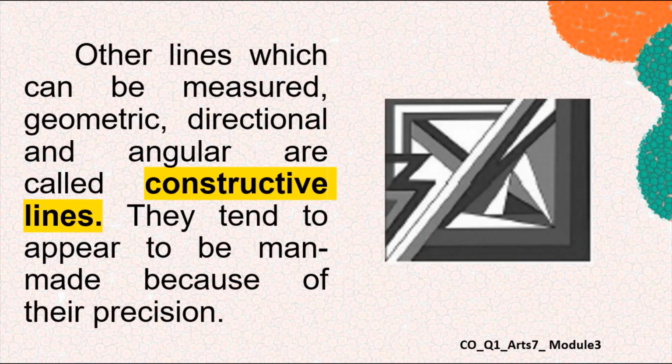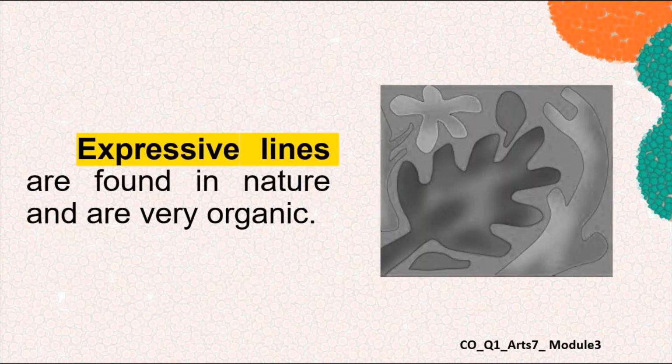Other lines which can be measured, geometric, directional, and angular, are called constructive lines. They tend to appear to be man-made because of their precision. Expressive lines are found in nature and are very organic.